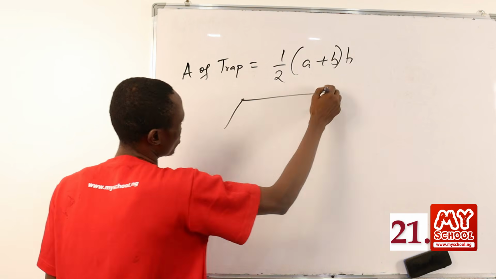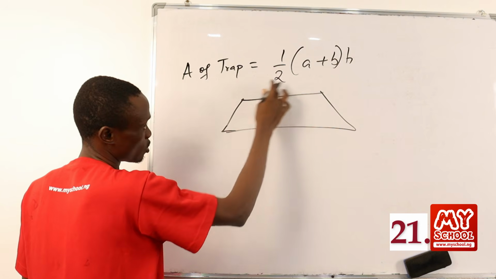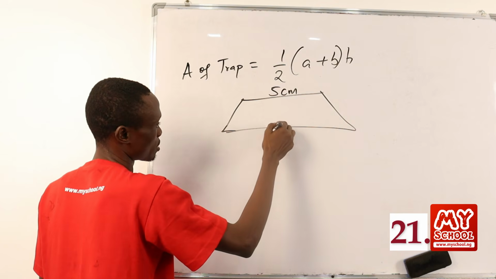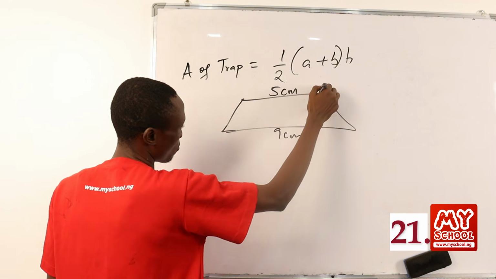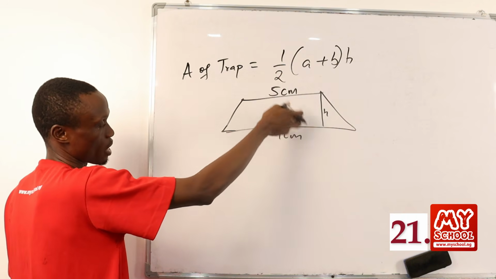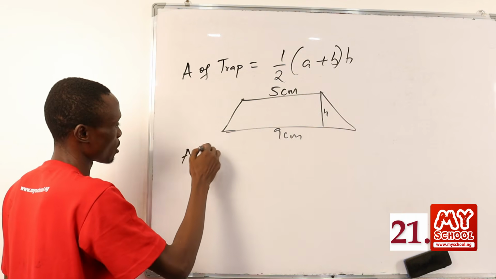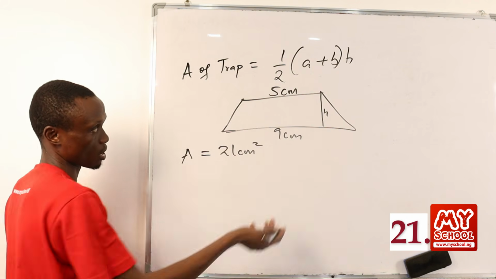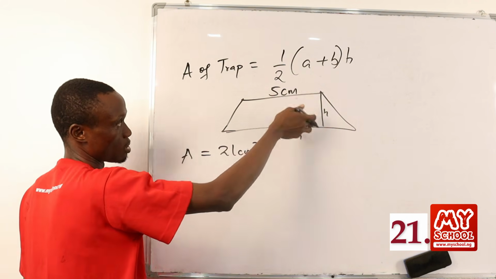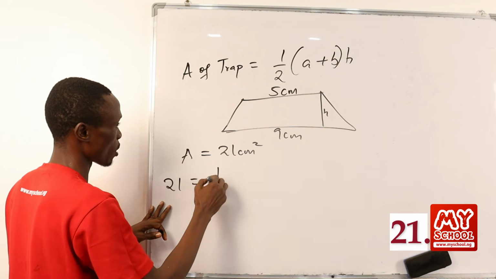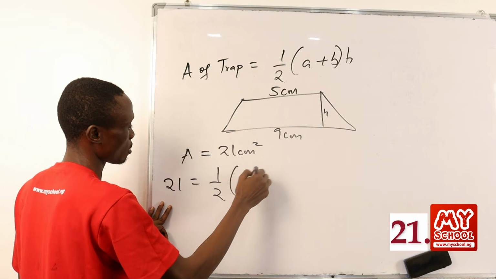So for this question, let's say this is the trapezium. These are the two parallel sides. One is 5 centimeters, the other one is 9 centimeters, but we don't know the height, which is the distance between the two sides, right? But here we are given the area to be equal to 21 centimeters square. So we can calculate for the distance between the parallel sides, right? So here we have 21 is equal to 1 over 2 bracket open a.